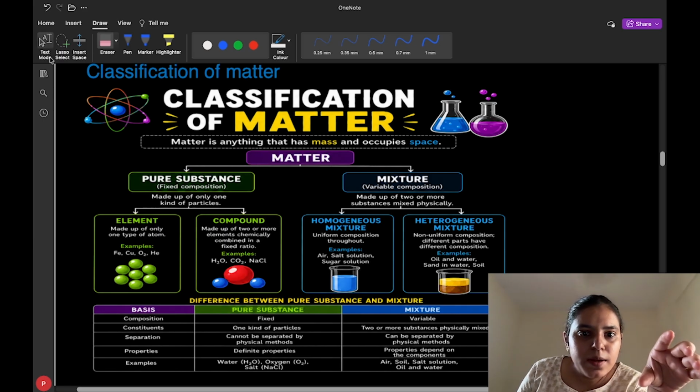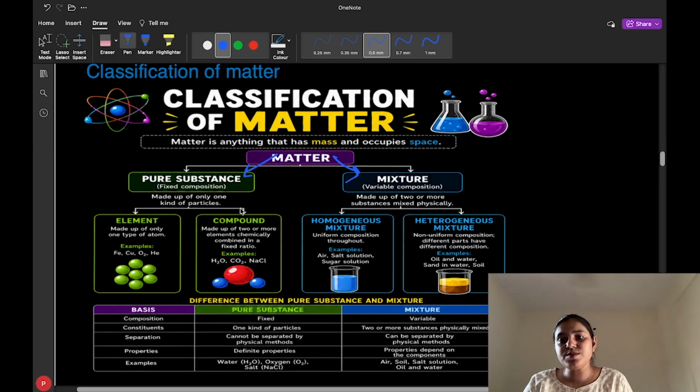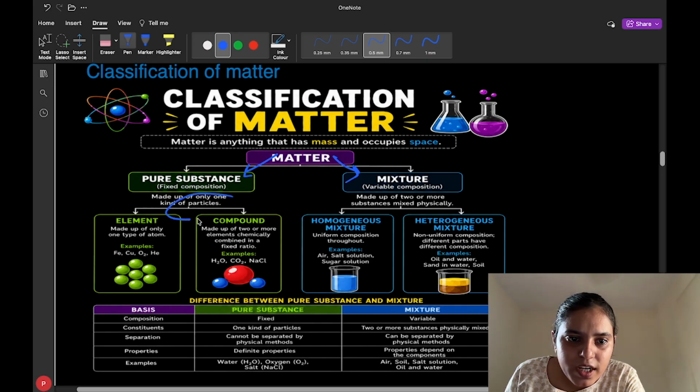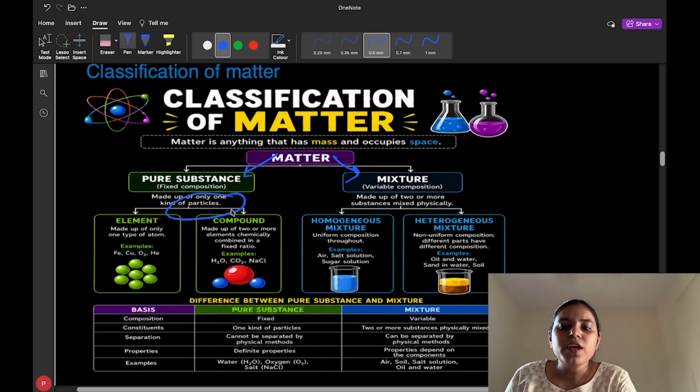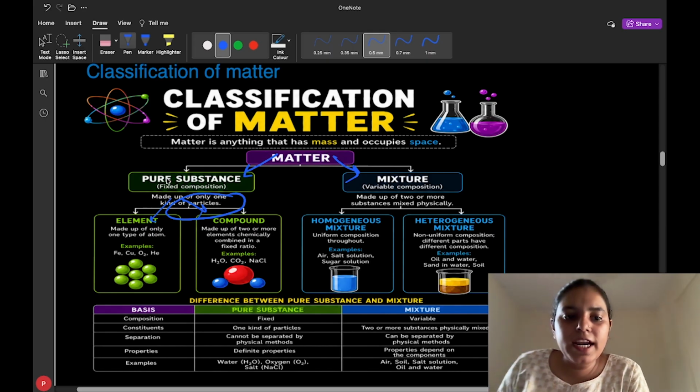So what are pure substances? Let's talk about pure substances. A pure substance contains only one kind of particle that has a fixed composition. Pure substances are further divided into elements and compounds. Do you know the elements and compounds? Let me know.